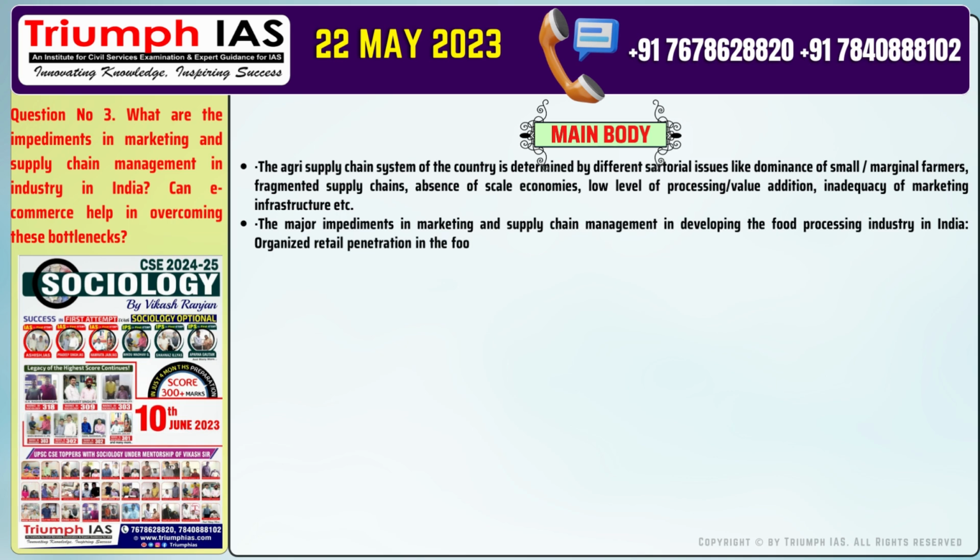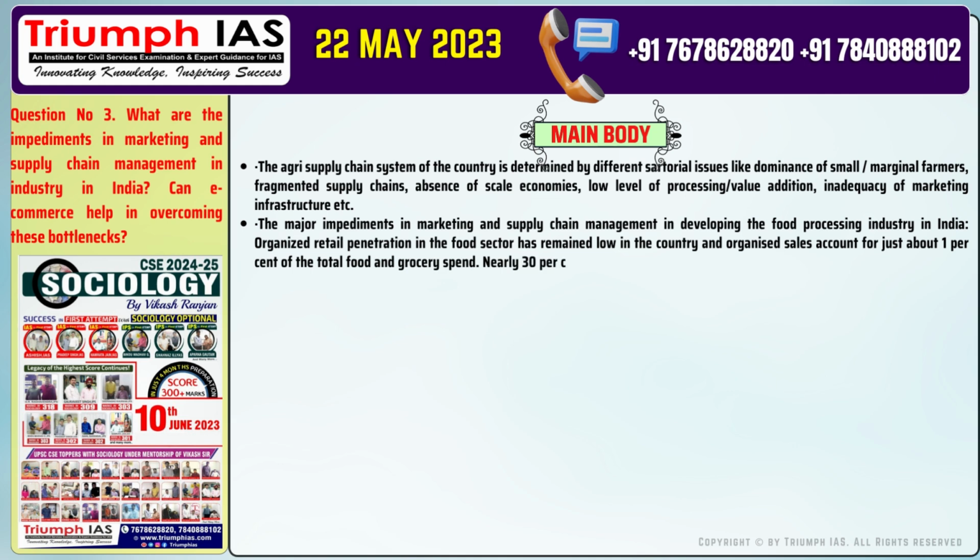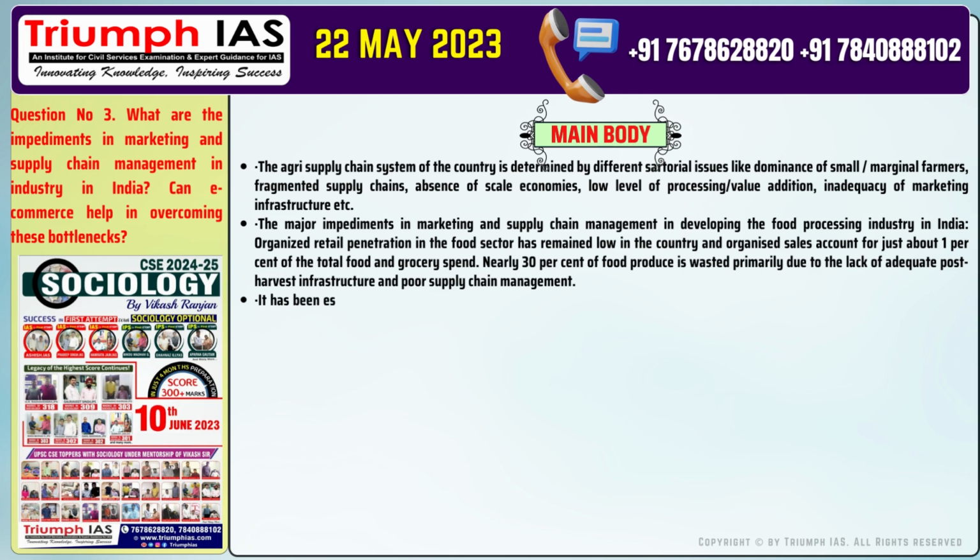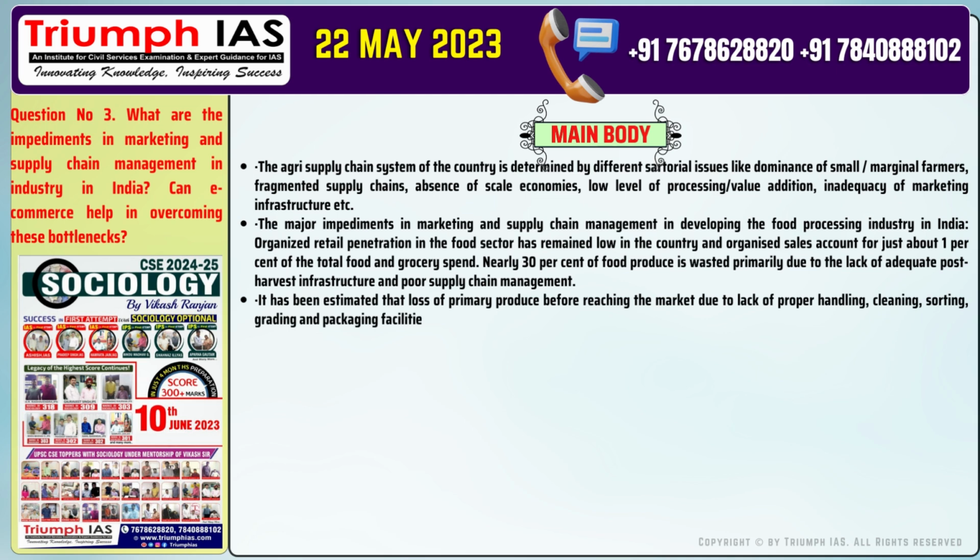Organized retail penetration in the food sector has remained low in the country, and organized sales account for just about 1% of the total food and grocery spend. Nearly 30% of food produce is wasted primarily due to the lack of adequate post-harvest infrastructure and poor supply chain management. 3. It has been estimated that loss of primary produce before reaching the market due to lack of proper handling, cleaning, sorting, grading and packaging facilities at the village level is 30 to 40% for grains, fruits and vegetables.